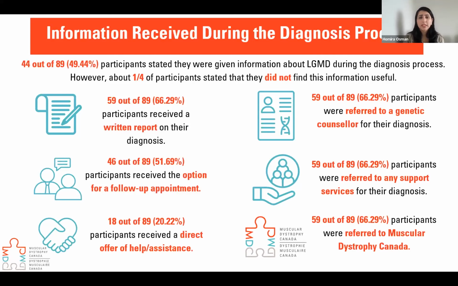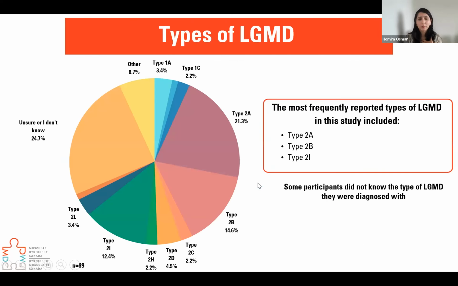49%, close to 50% of our participants said that they were given information about limb-girdle at the time of the diagnosis, but a fourth said that information wasn't very helpful. Very few were referred to support services or organizations like Muscular Dystrophy Canada that offer help and assistance for those with limb-girdle muscular dystrophy.